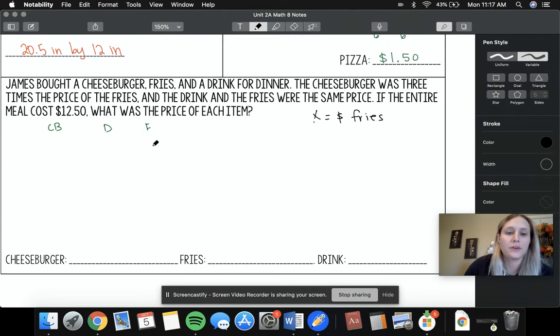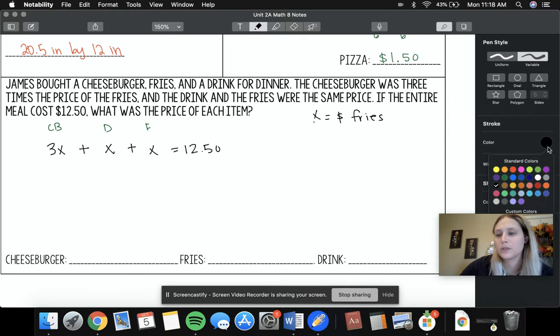Okay, because I don't know what this is. But if I knew how much the fries were, it tells me that the cheeseburger was 3 times as much. And it also says that the drink and the fries are the same exact cost. So I'm going to use the same amount. Okay. It says the entire meal. So if I add all of it together, I should get $12.50. So that is one way to represent this problem.